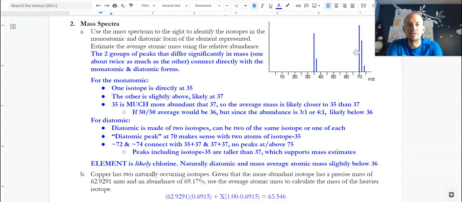The next lighter element on the periodic table is sulfur, with masses of 32. So we would have to have something in the low 30 range. Argon and potassium come next, and they're in that 39 to 40 range, so we'd have to have either a 40 or something slightly above. So this definitely tells us that it's chlorine.